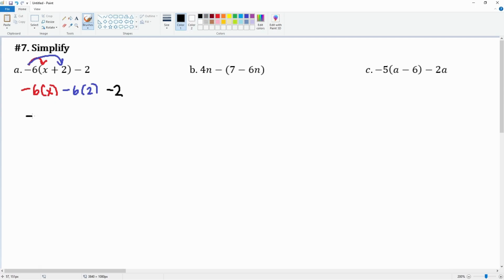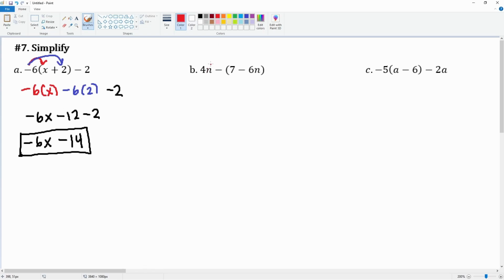Negative 6 times x is negative 6x. Negative 6 times 2, it is a negative 12. Bring down the minus 2. The constants here can combine. Negative 12, negative 2 becomes negative 14. Bring down the negative 6x. That would be the final answer as negative 6x minus 14.